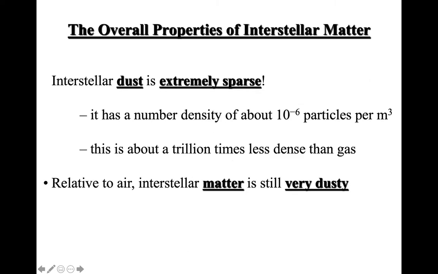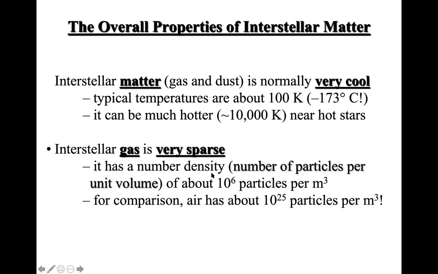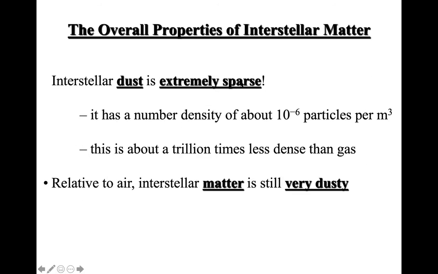If you look at interstellar dust, we say that it is extremely sparse, right? So this is very sparse and this is extremely sparse, which means it should be even less dense. And the number density of this interstellar dust is actually 10 to the power minus 6 particles per cubic meter. So you can see how less dense this is, right? Now, if you compare this with gas, this is about a trillion times less dense than the gas. So you can see that the dust particles are less dense.